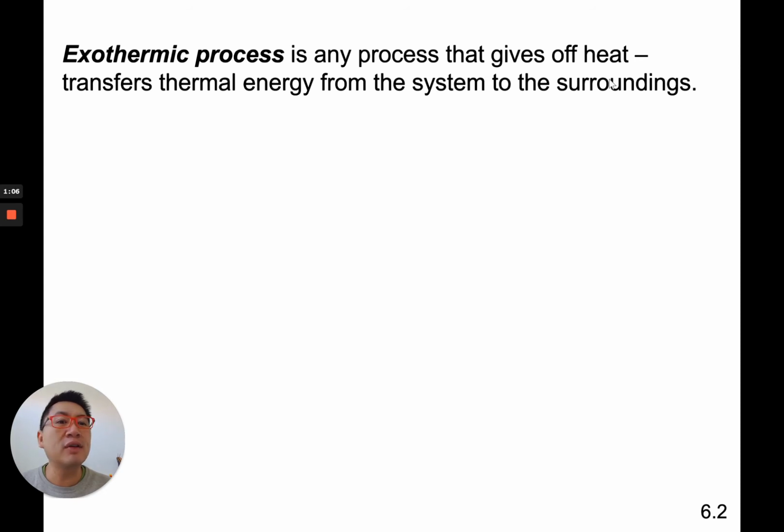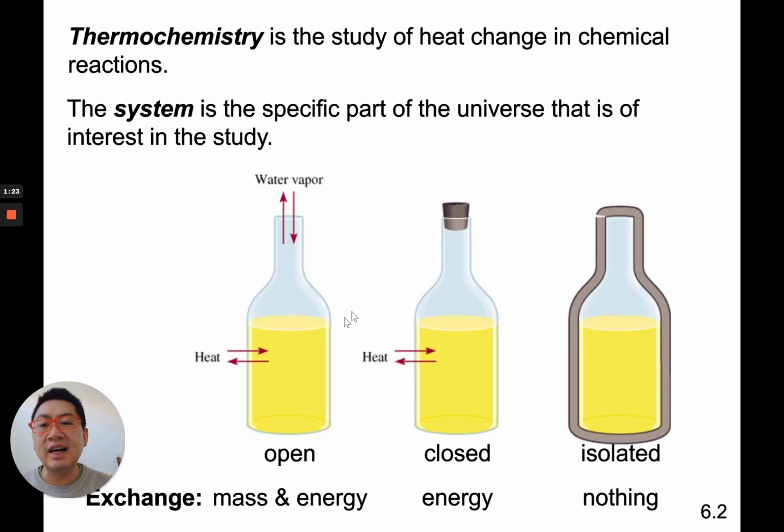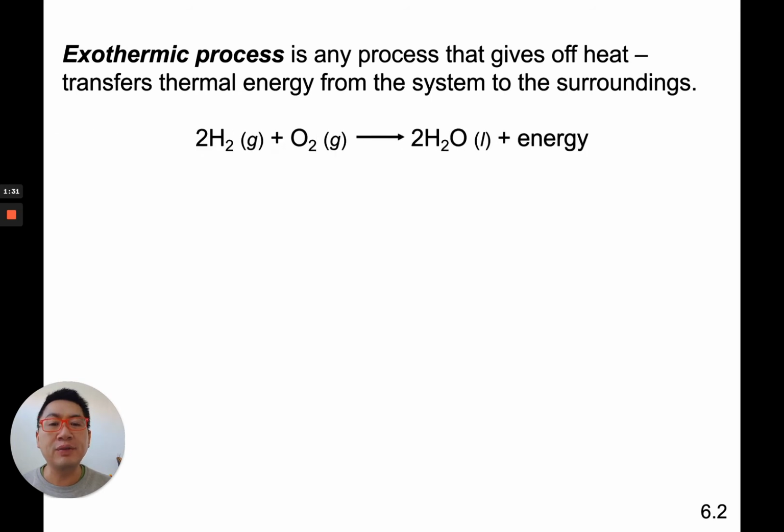Any process that gives off heat. So heat is on the outside. It gives off heat. Most reactions, I think I mentioned it last time, are actually exothermic. That means it transfers thermal energy from the system to the surroundings. So again, the surroundings are the outside. And so heat is going out to the surroundings. So heat is given off. And so, in other words, heat is a product. Energy is a product. And if energy is a product, it is called an exothermic reaction or exothermic process.